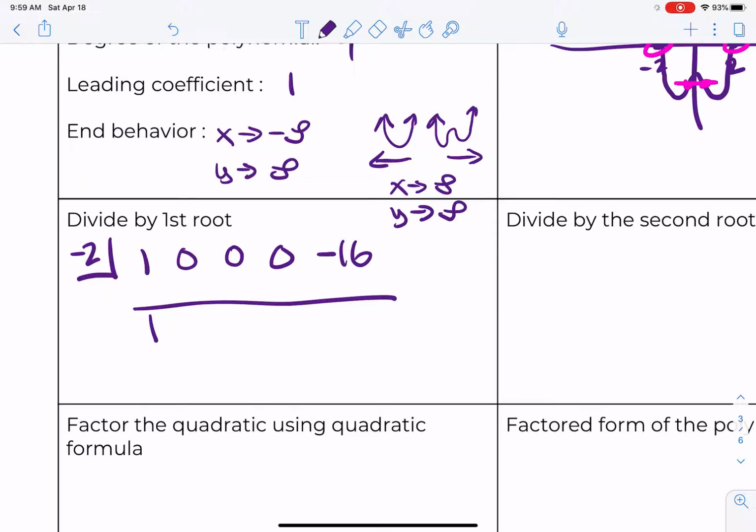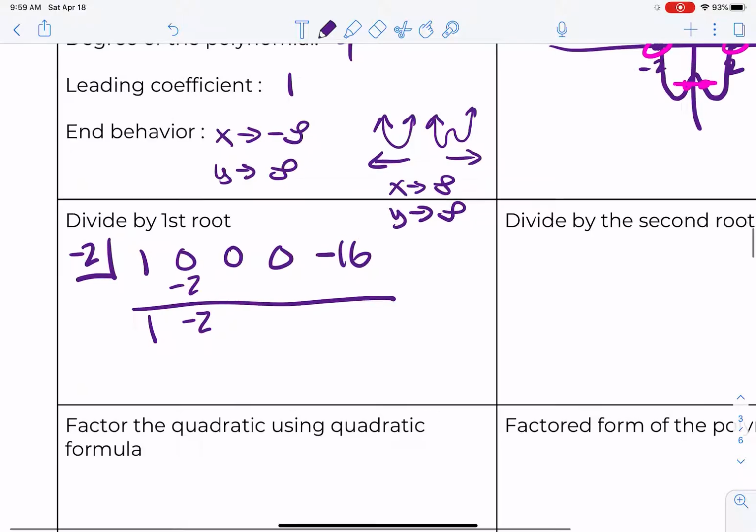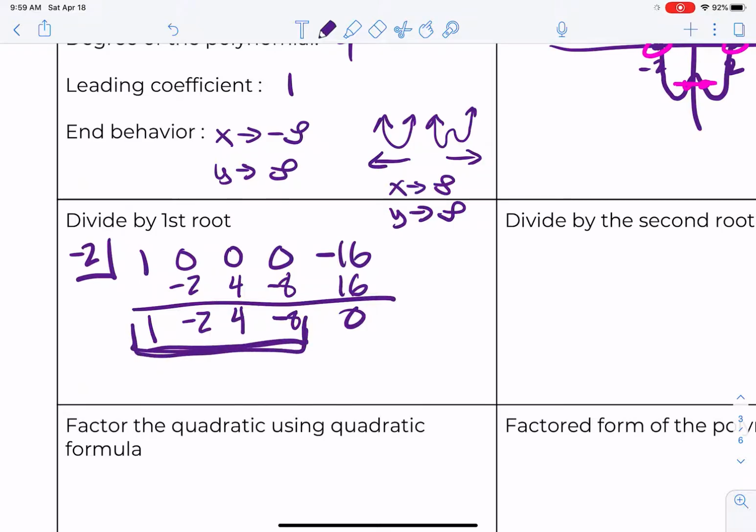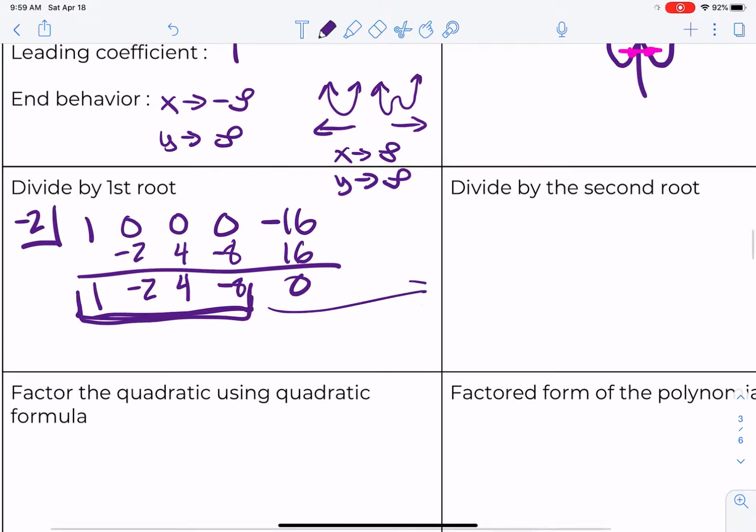Bring down your 1, multiply, negative 2, negative 2. Again, we're adding up and down and multiplying across diagonally. Negative 2 times negative 2 is positive 4, add 4. Times negative 2, negative 8, add negative 8. Times negative 2, positive 16, 0 remainder, exactly what I expected. Okay, so now this is my new broken down term. So that's what we're going to use when we divide the second one.